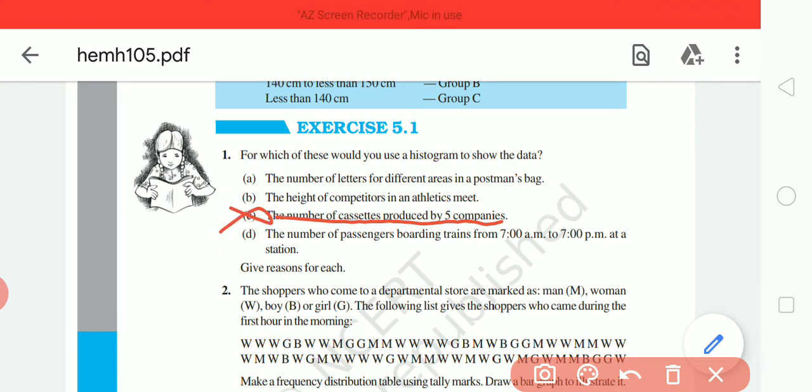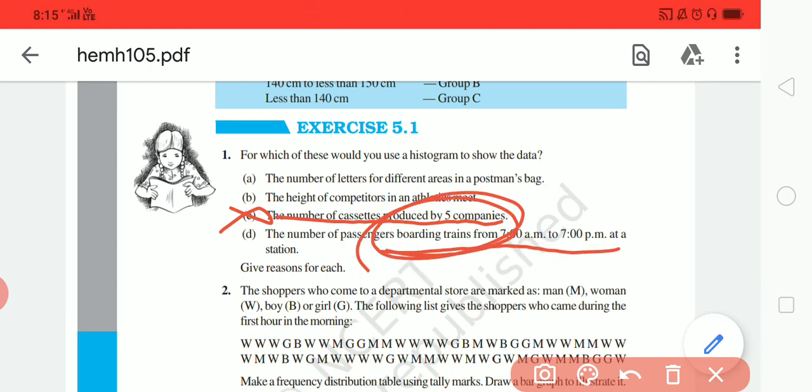The number of passengers boarding the train: when the train is about to go, we have to take the tickets before. So it is clear how many passengers are going in this train, because it depends on the tickets sold. So we can inquire the number of passengers of a train. It may be a little more or less, but some exact number we can get from there. So yes, we can draw the histogram here, right?